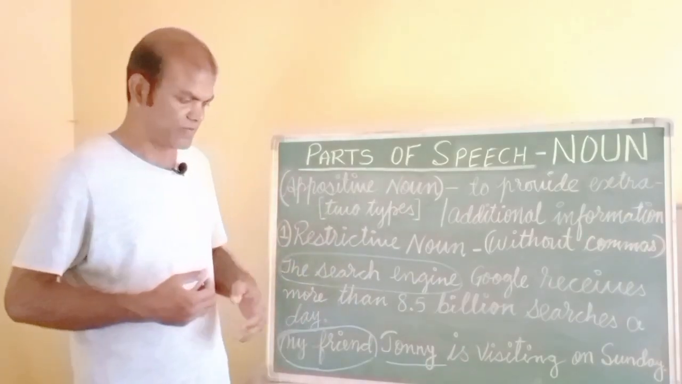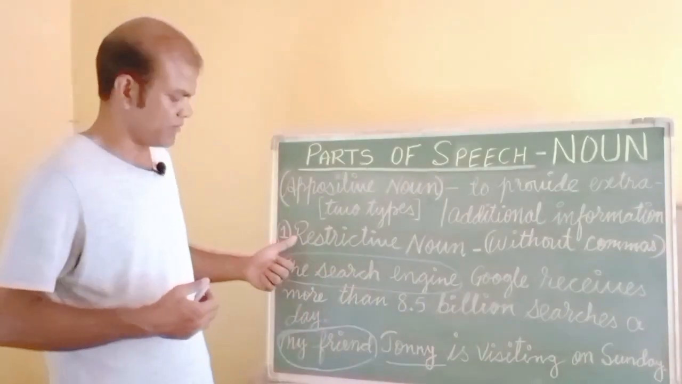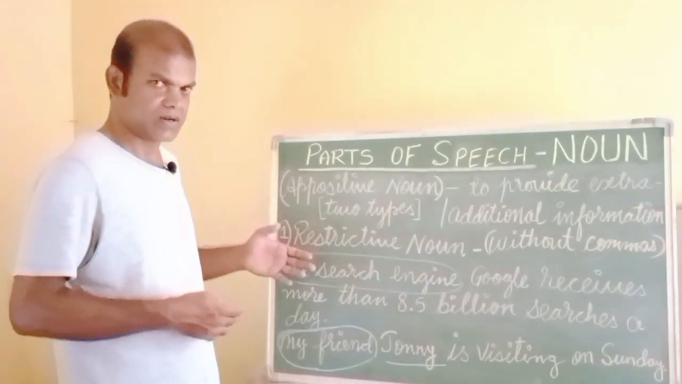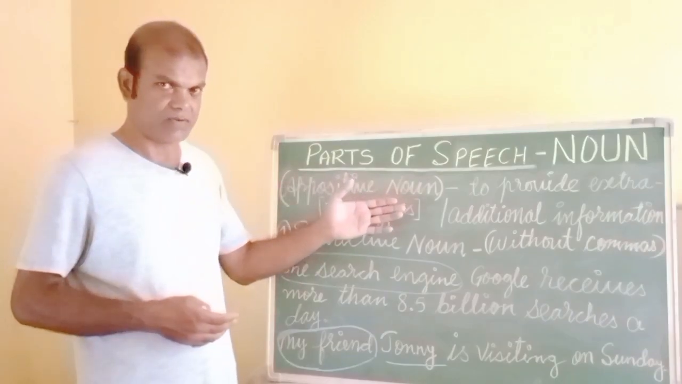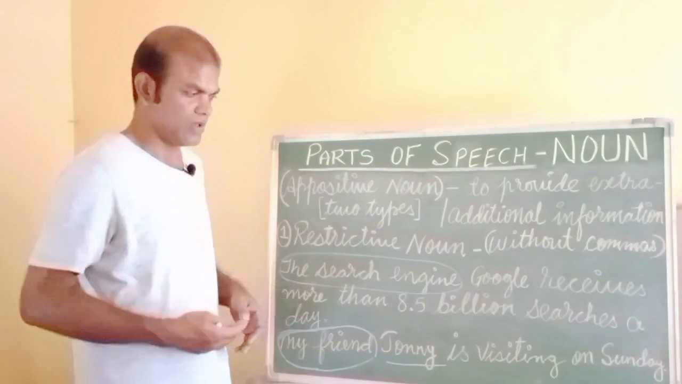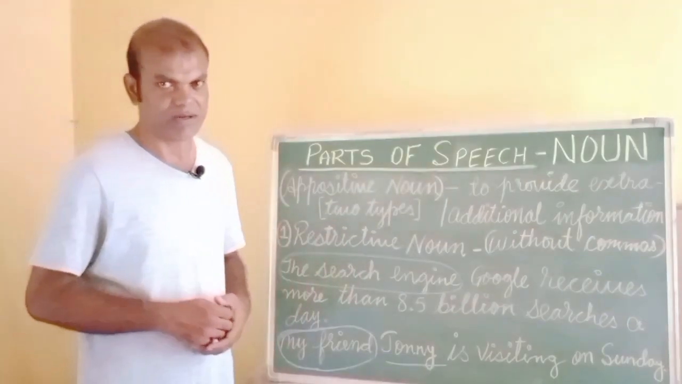And keep in mind, we do not use commas with a restrictive noun. Okay. Now we'll go with the other type of appositive noun. The second one is the non-restrictive noun. We'll see that in a moment.